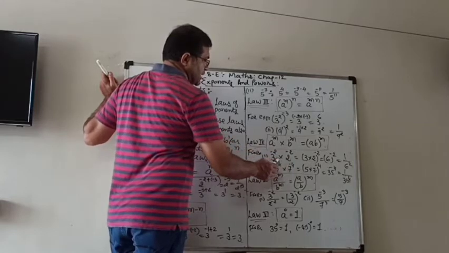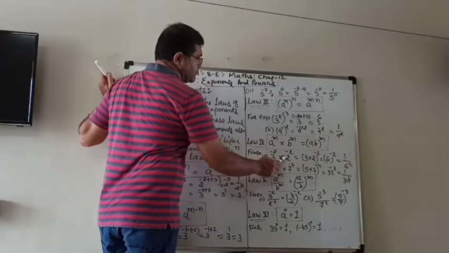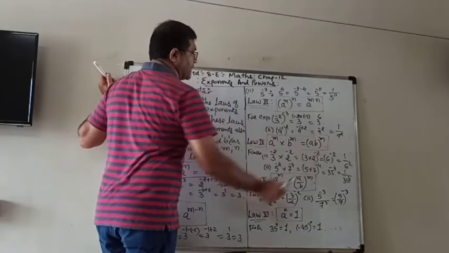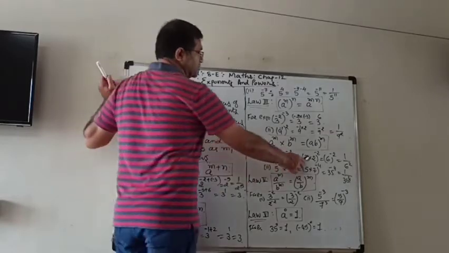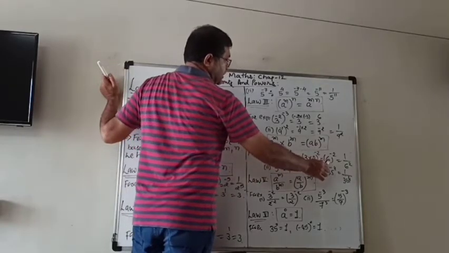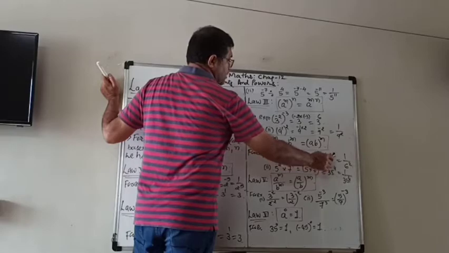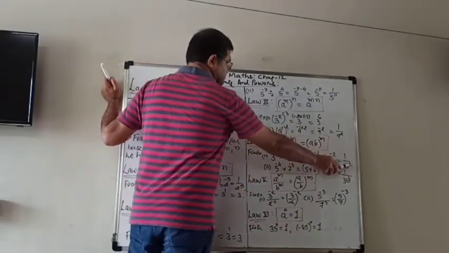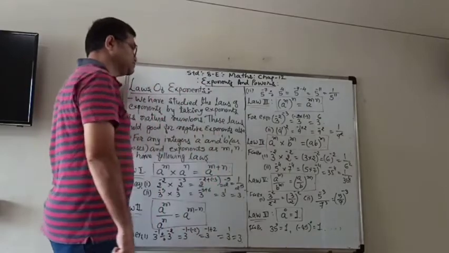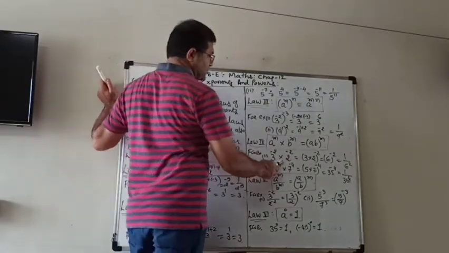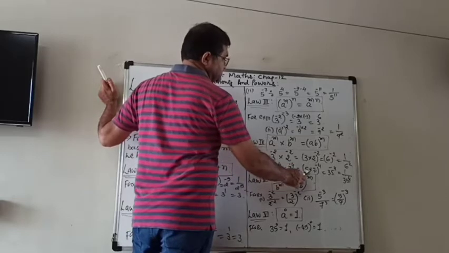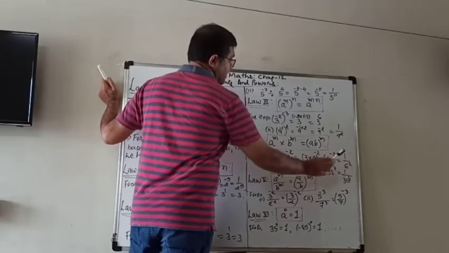For example, 3 raised to minus 2 multiplied by 2 raised to minus 2. Here you can see that bases are different but the powers are equal. So 3 multiplied by 2, means bases are multiplied with the same power. So 3 multiplied by 2 raised to minus 2 power is equal to 6 raised to power minus 2, which is equal to 1 upon 6 squared. Similarly, 5 raised to minus 4 into 7 raised to minus 4. So 5 7s are 35 raised to minus 4.